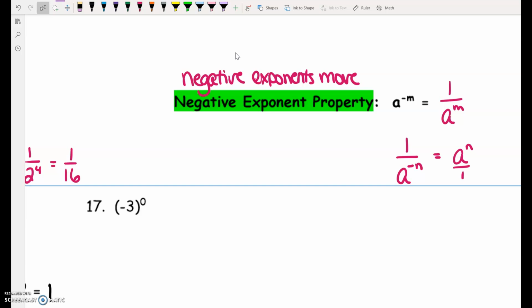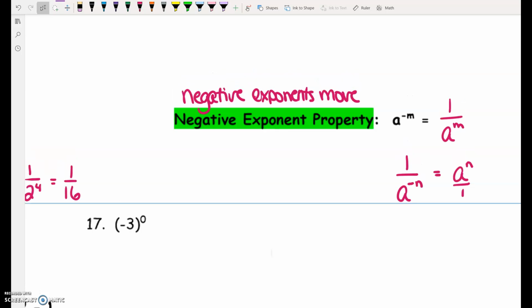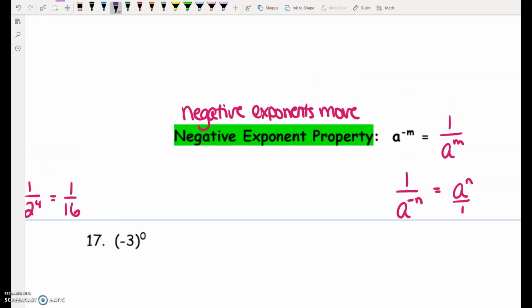Negative exponents move. If there's a negative exponent in the numerator, that term will move to the denominator where the exponent will then be positive. If you've got a negative exponent in the denominator, it will move to the numerator where it will then have a positive exponent. So let's try something like x to the negative fourth over y to the negative third. What would that become? Y to the positive 3 over x to the positive 4.